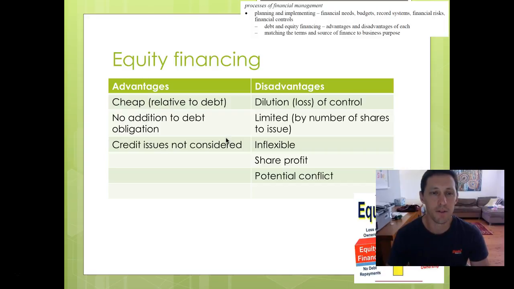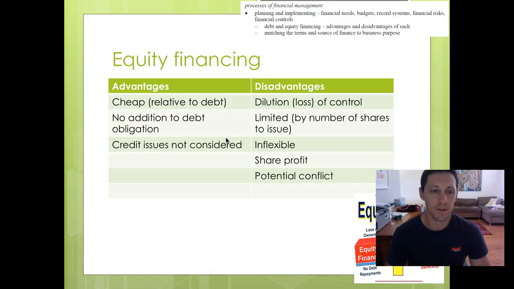Additionally, in terms of advantages, there is no addition to your debt obligation. One of the disadvantages we said of debt is if you already have debt finance and you take out more, you're just adding more and more debt finance to your pile of debt finance, and you're increasing your liabilities. In terms of equity, there is no addition to your debt obligation. Even if you already have some debt or you have some money owing to external parties, by issuing equity, you're not adding to that burden.